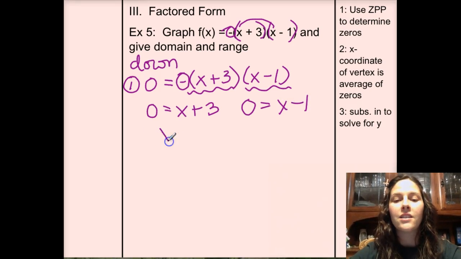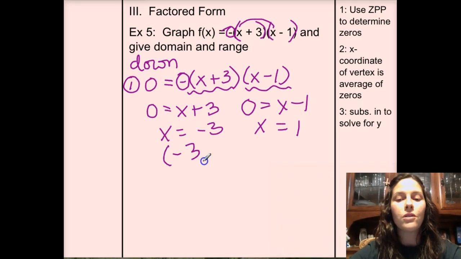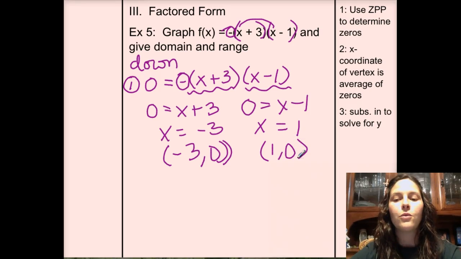So my first x-intercept is -3, subtracting 3 from both sides, and my second x-intercept is +1, adding 1 to both sides. You'll want to write these as ordered pairs so that you understand where it goes when you are graphing. X value of 1 or -3, and then the y value was 0.